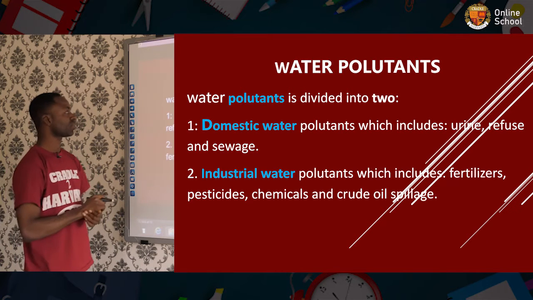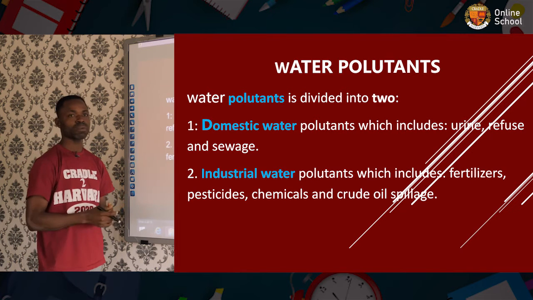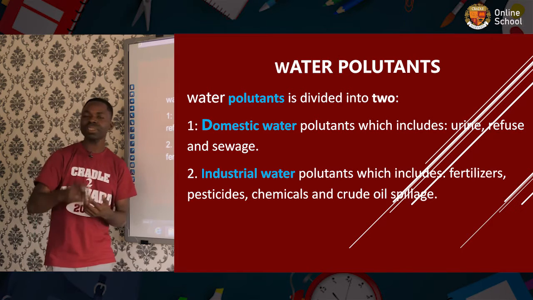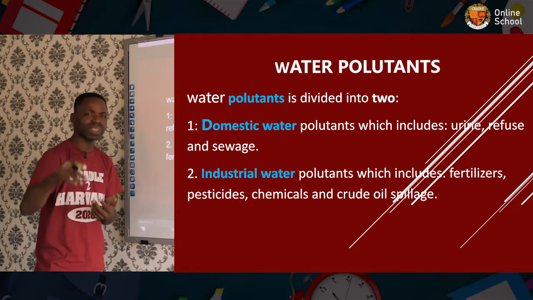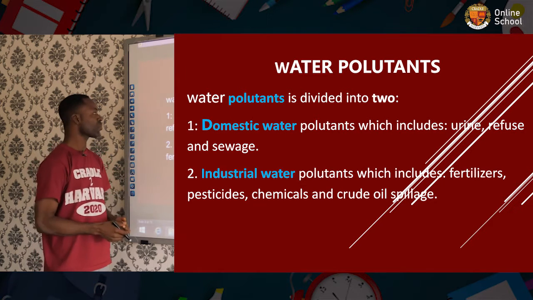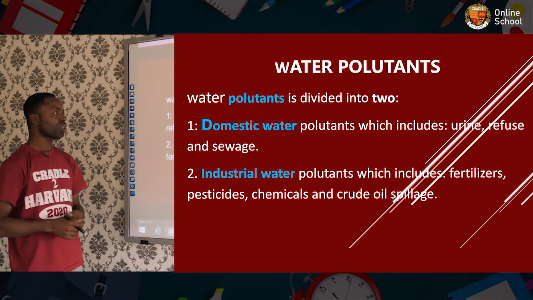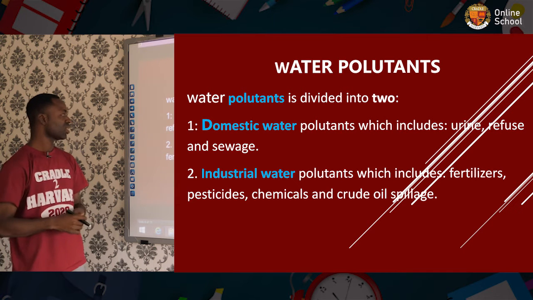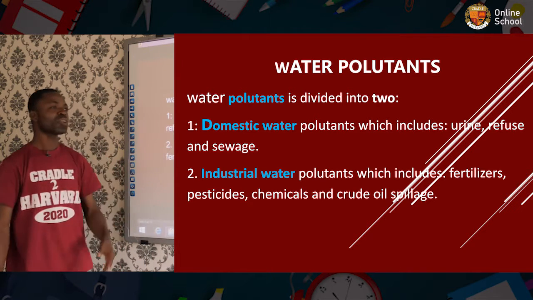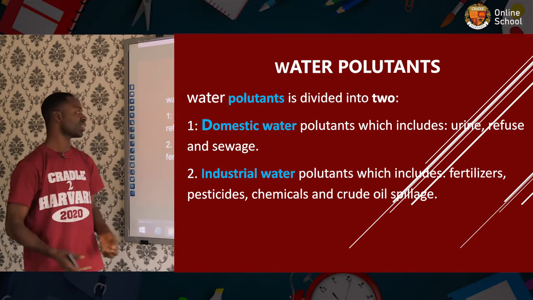Water pollutants. Water pollutants are divided into 2. First of all, what do you think water pollutants are? These are substances that make our water unfit for usage or for drinking, whatever you're using it for. Okay? So we have one, domestic water pollutants, which include urine, refuse, and sewage. You will agree with me that if urine is found in your water, you can't drink the water.